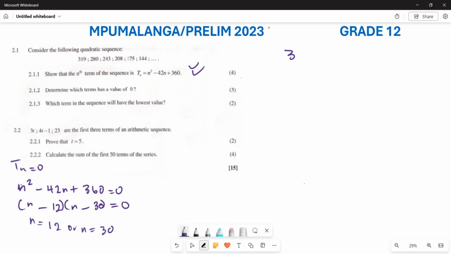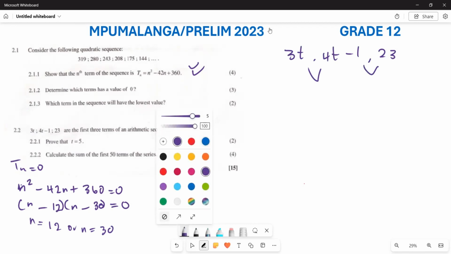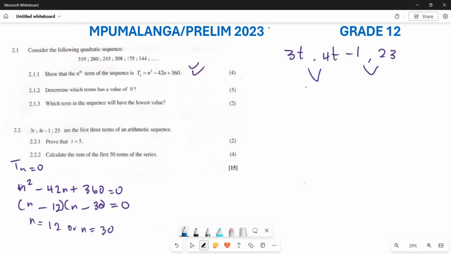Simple. This is 3t, and then the other one is given by 4t subtract 1, and the other one is given by 23. Since this is an arithmetic sequence, you are going to start by using the standard procedure. You find out what the difference is, right? The difference here is going to be 4t subtract 1, then subtract 3t. Don't forget to write these in brackets.